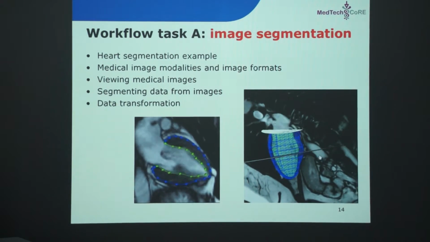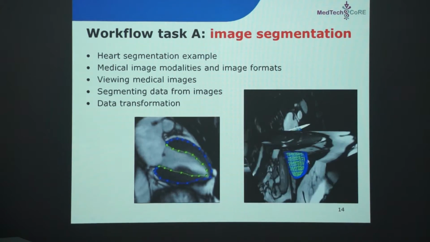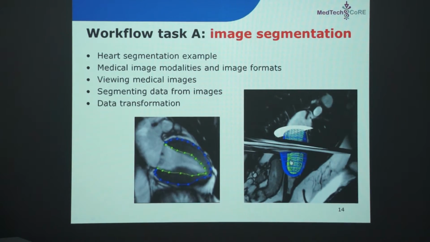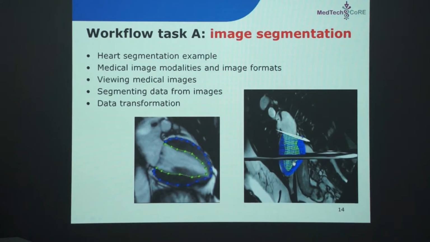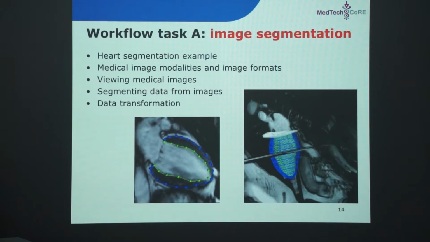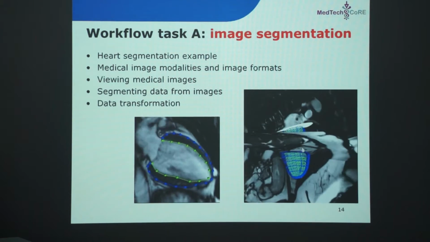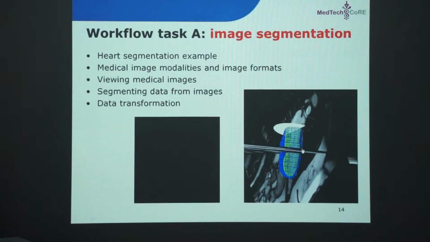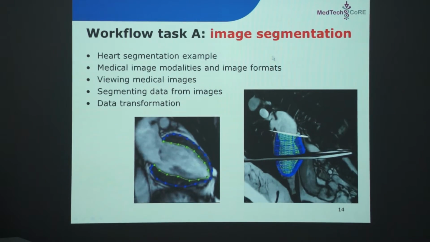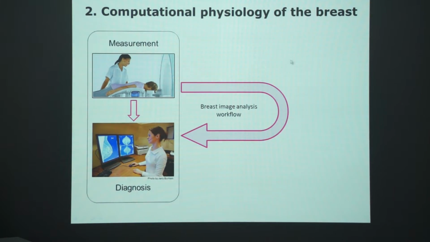So in this case, you've got different images along different axes, so you've got long axis and short axis images. We need to register all those images together and pull out the geometric information and the functional information, in this case the beating heart information that's going to be of interest. So that's what you're going to do with the first workflow.